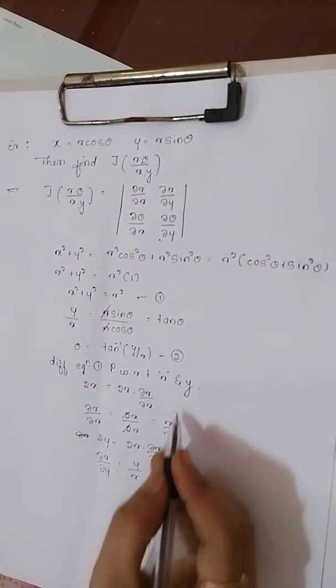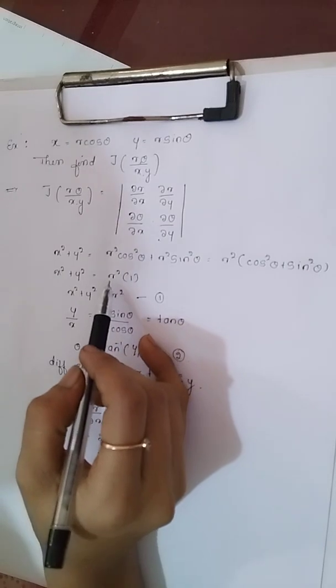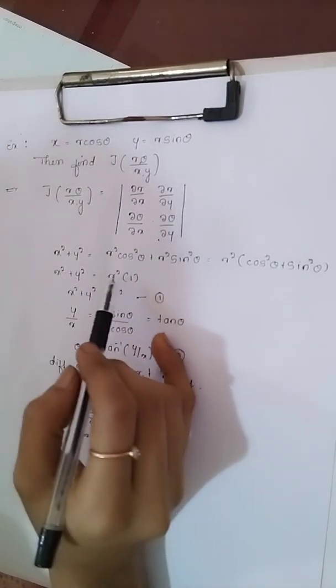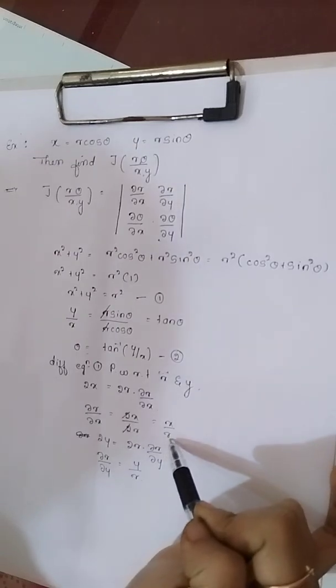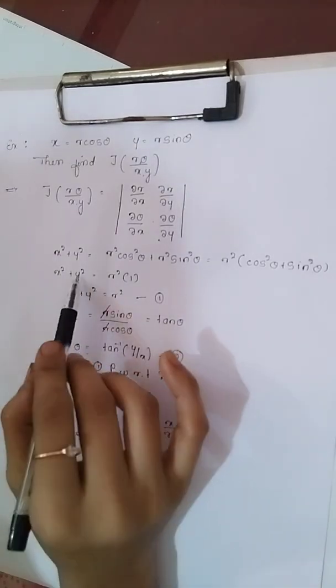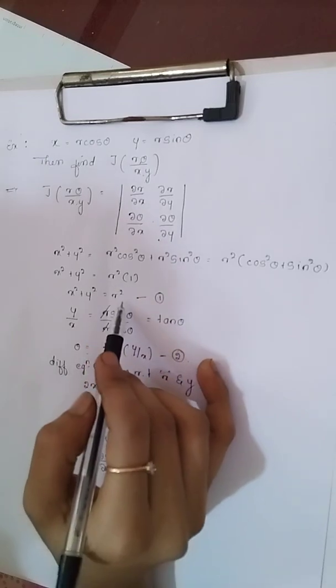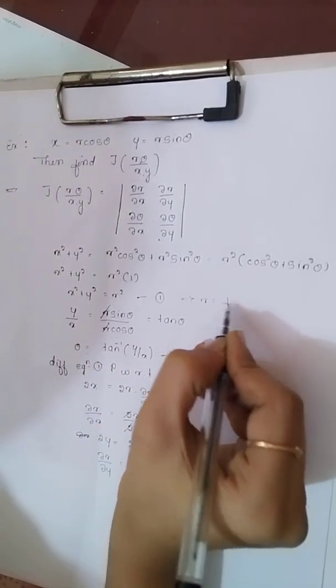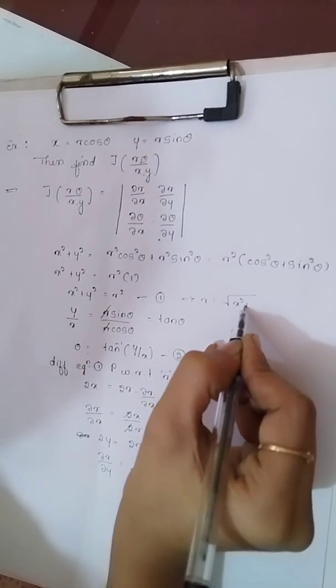So again, this x by r: from equation 1 we have r square is equal to x square plus y square. Here we put the value of r in terms of x and y. So from equation 1, r becomes the square root of x square plus y square.